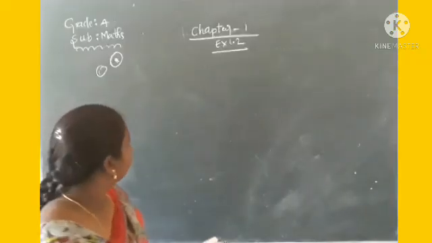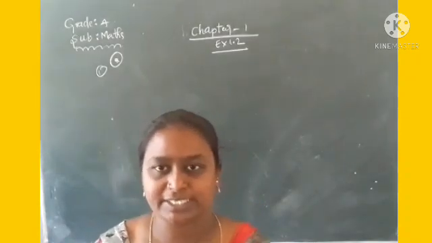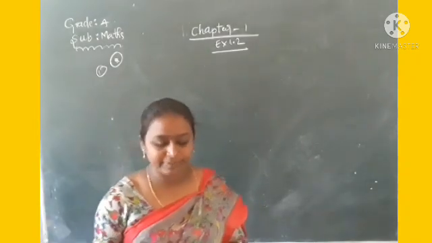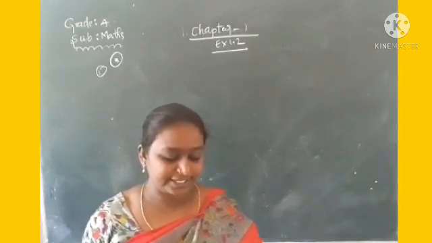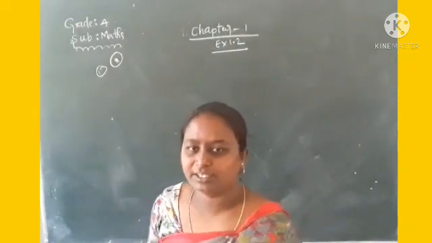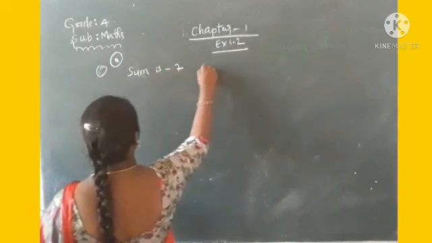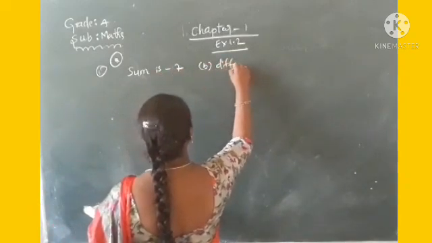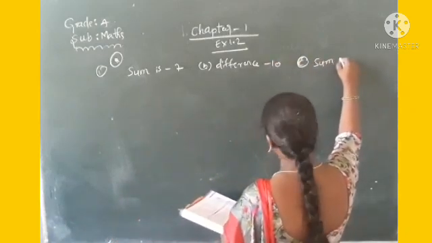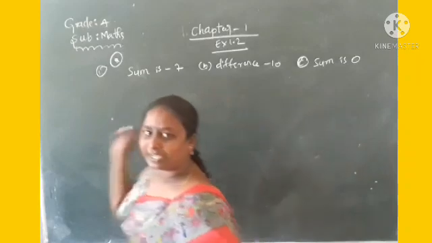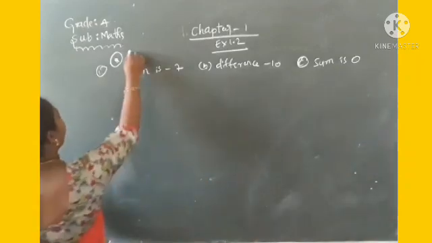Okay. Then exercise 1.2, there we have to solve some problems based on the properties. Keep the heading in your notebook. Exercise 1.2. In that first question, write down a pair of integers whose sum is minus 7 and whose difference is minus 10, and the third one whose sum is 0. Pair of integers means two integers. Take the pair of integers.